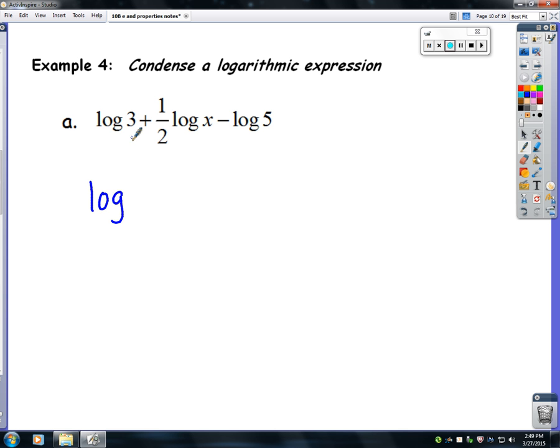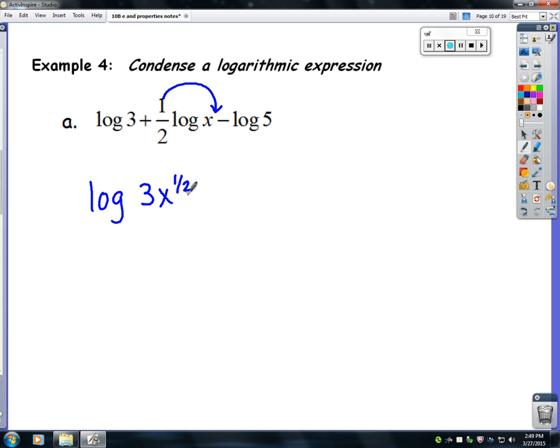So let's look at what we've got. We've got 3 plus 1/2 log x. Addition is going to turn back into multiplication. I also see this 1/2, so multiplication is going to turn back into an exponent. So this is going to become 3 times x to the 1/2 power.